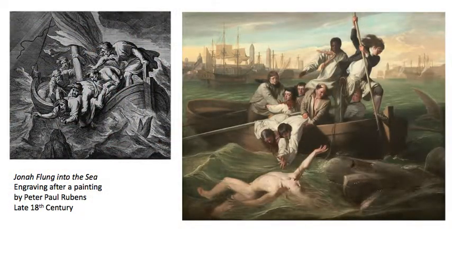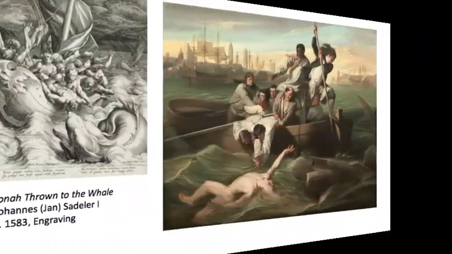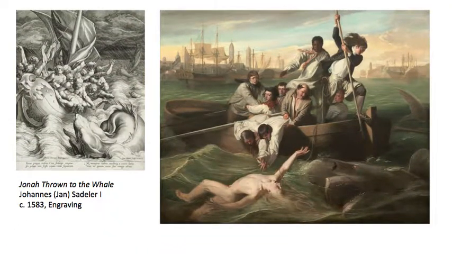In this example, we kind of see that. We see the figures of the men in the boat look pretty realistic still. But in this engraving after a painting by Peter Paul Rubens, the whale really doesn't look much like a whale. It really looks like a giant fish or some kind of composite creature. And a second example, we see it even more so. This really looks much more like some kind of sea dragon than a whale or even any kind of fish that we know of. So why are they doing this?